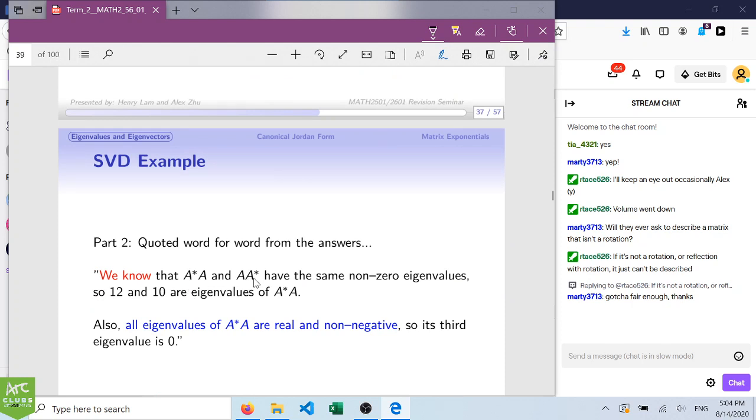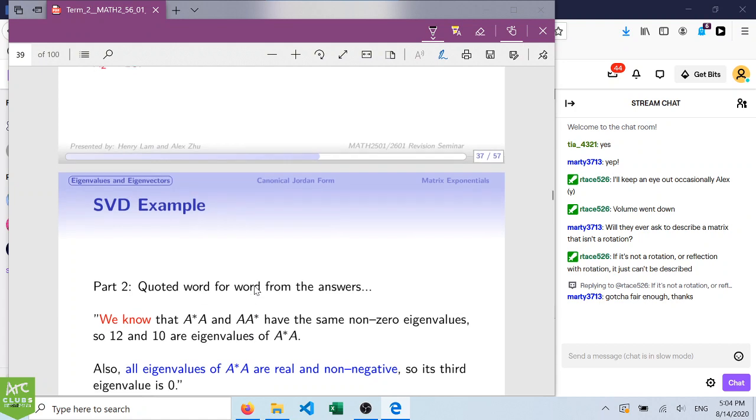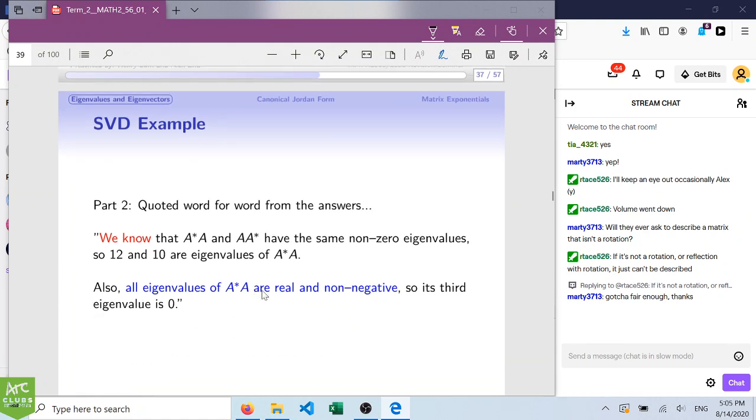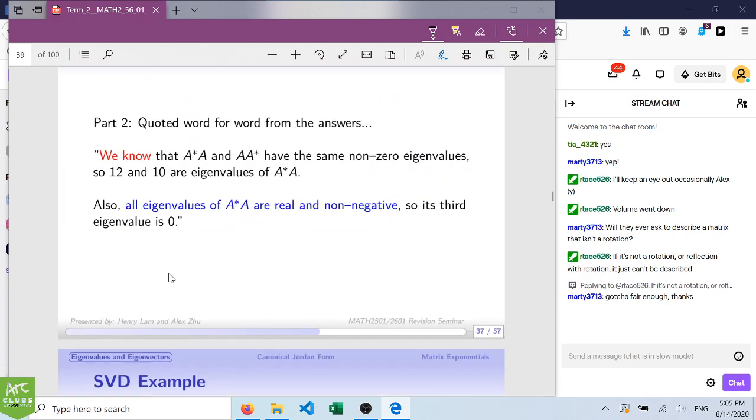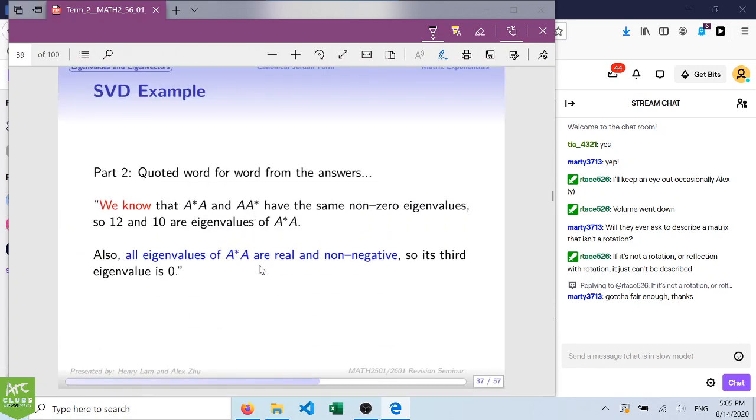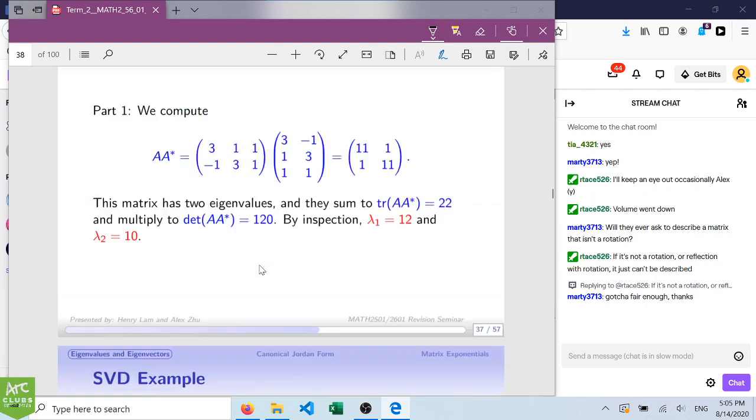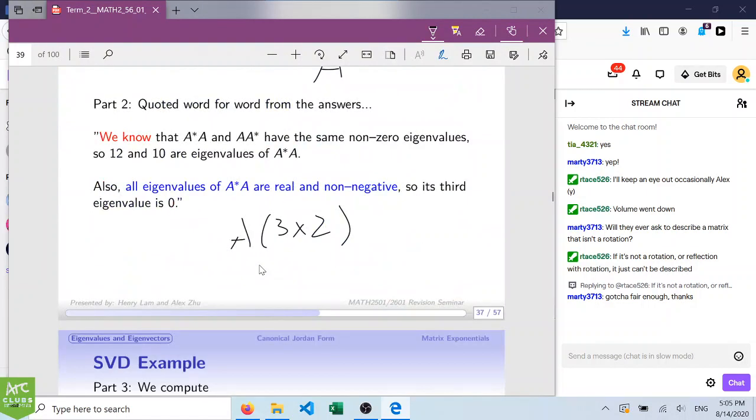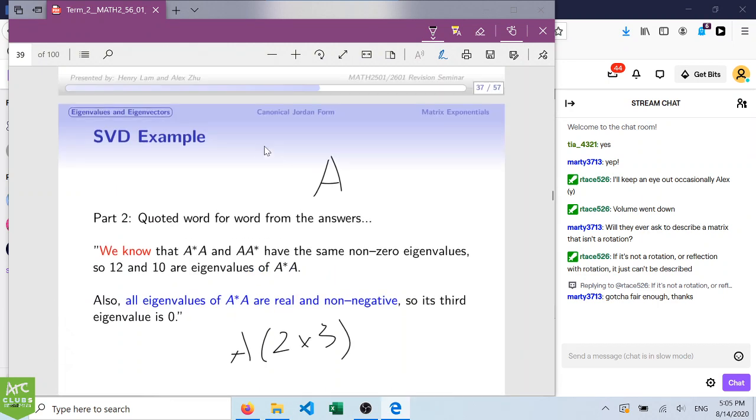Now, because we know that A star A and A star have the same eigenvalues, then we can just look at A star A, which is a 3 by 3 matrix. Remember A is a 3 by 2, so 3 rows, 2 columns. And if you multiply A with its conjugate transpose, 2 rows, 3 columns, so a 2 by 3 matrix. Essentially we're using this trick of equating the eigenvalues for A star A and A star to save us the hassle of computing the eigenvalues for a bigger matrix.